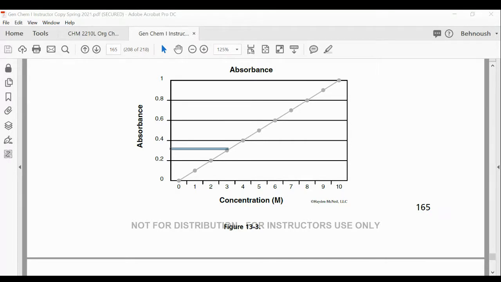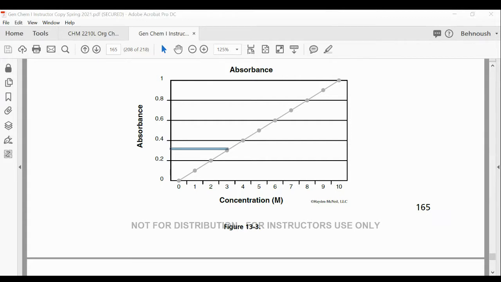okay, concentration of 1.5 molar, what would be the approximate absorption? You can answer that question based on the graph, the calibration curve that we have on page 165. If the concentration was 1.5, what would be the approximate absorption? Can you come up with a number? 0.15? Okay, perfect.